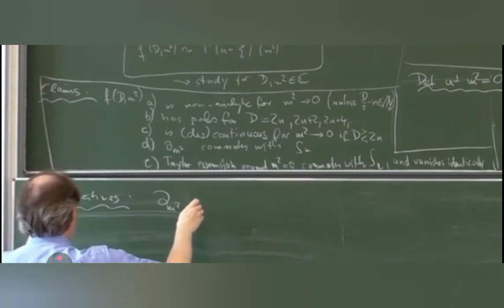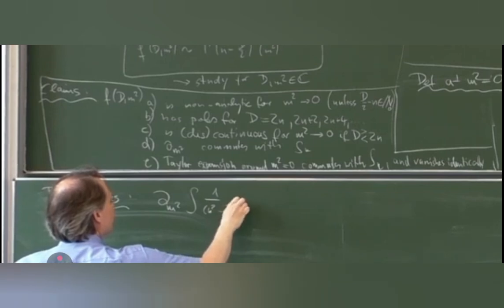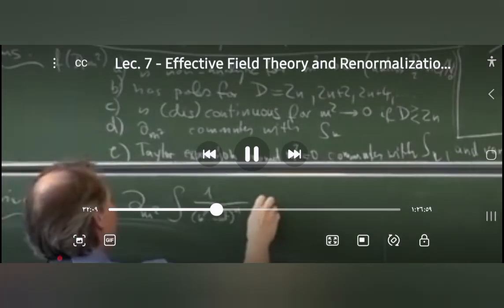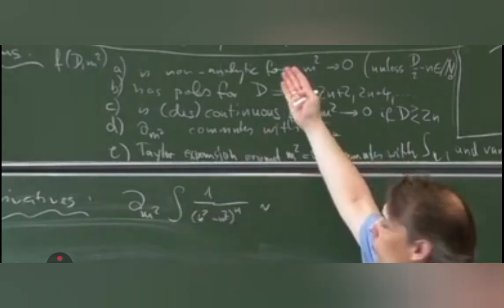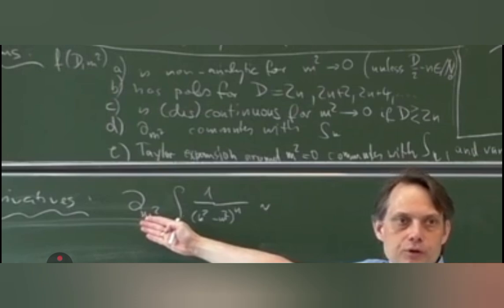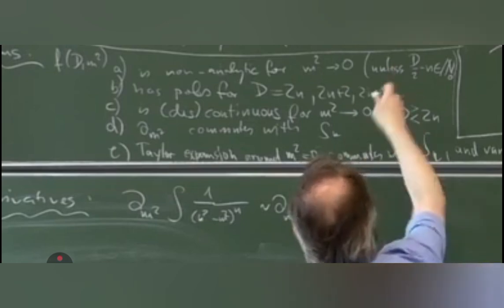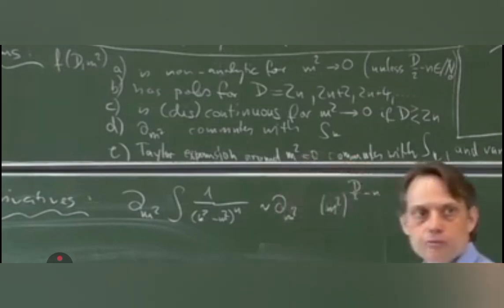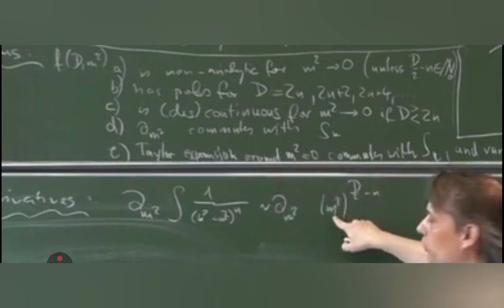So the derivative with respect to m square of the integral of 1 over k square minus m square to the power n. Okay, we do the integral first. That gives us our famous function. Afterwards we take the derivative, and so of course we take the result here. So d by dm square of the result, which essentially depends on m square only via m square to the power d over 2 minus n. So we take the derivative of this function with respect to m square, and that is the same as dividing by m square and multiplying with this prefactor here.